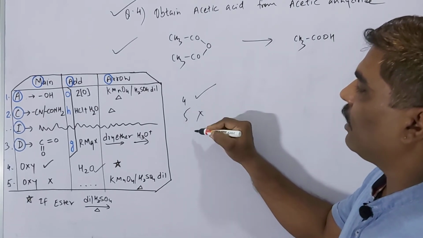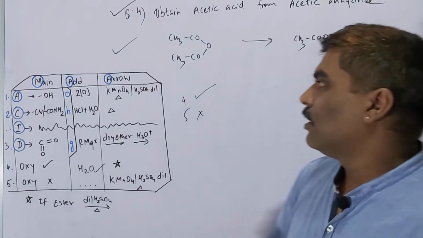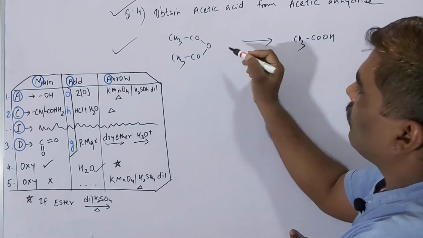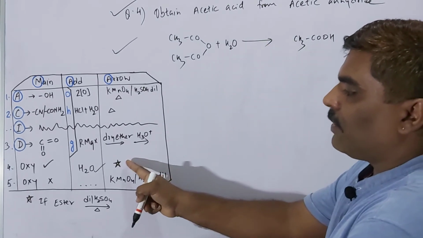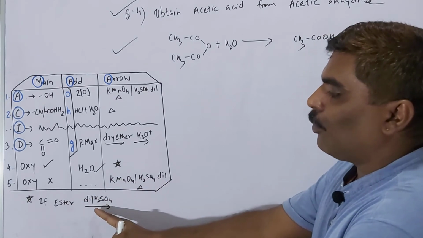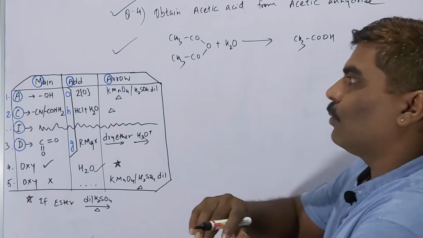Is oxygen there or not? It is there. Means this belongs to number 4. So number 4 is plus H2O. Star mark means if it is an ester, then only write. This is not an ester, so don't write on the arrow.